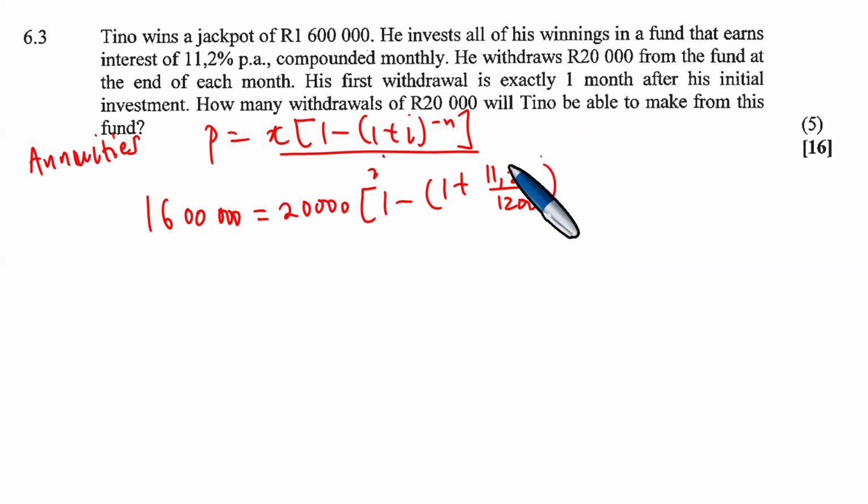Right, and then it is raised to the power n. So yeah, we want to know how many withdrawals. So we're dealing with monthly stuff, so please keep this one as minus n at the top here. Don't multiply these by 12.